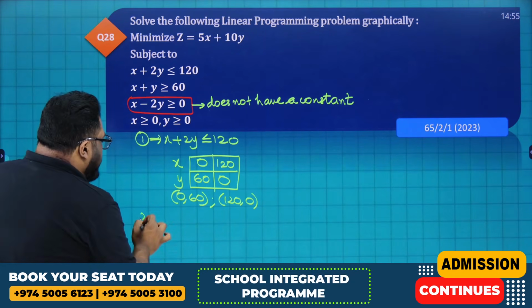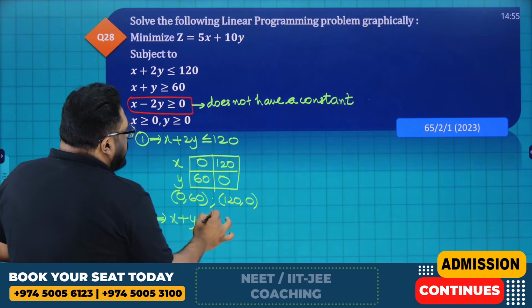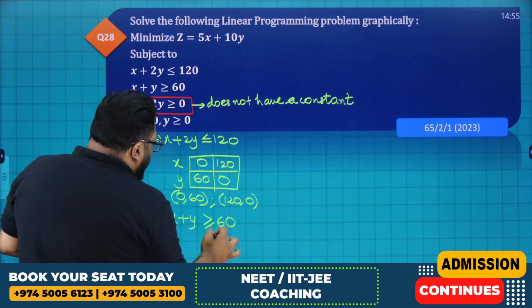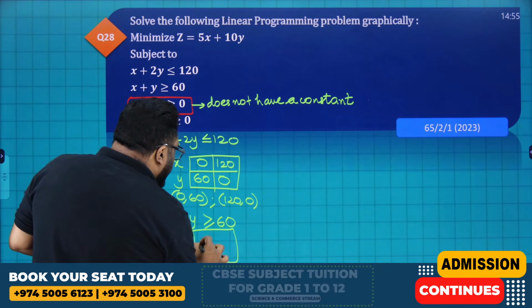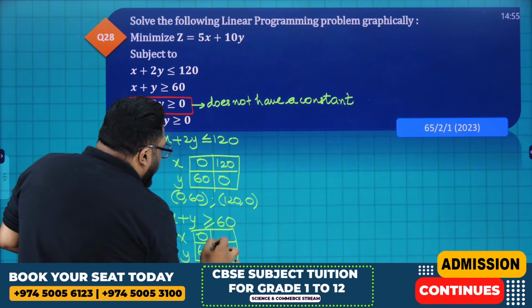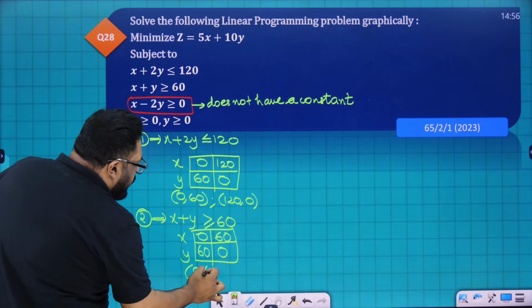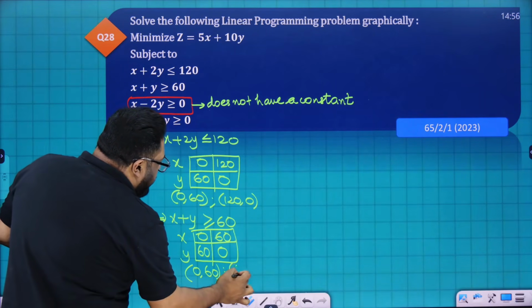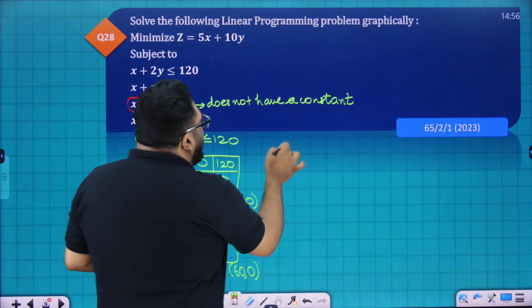Equation number 2, my dears, says that x plus y greater than or equal to 60. And you will try to find the intercepts here. If x is 0, y is 60. If y is 0, x is 60. So my intercepts are (0, 60) and (60, 0). Now we are going for the third equation.